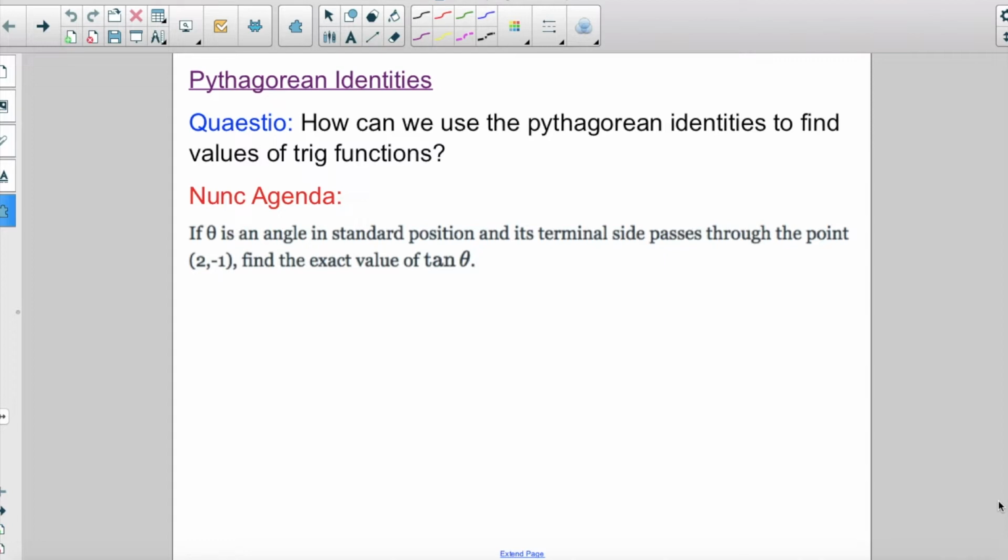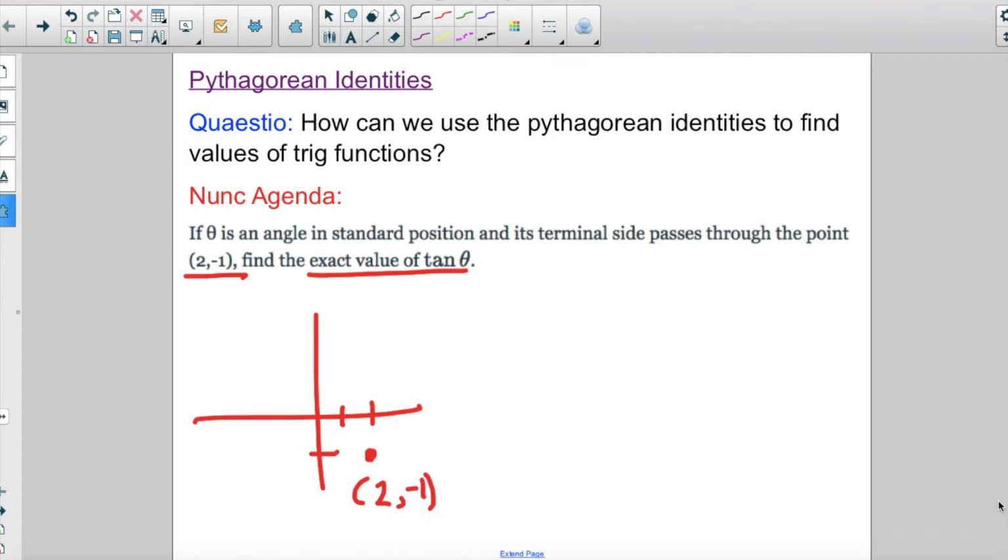So this do now says if theta is an angle in standard position and the terminal side passes through a point, find the exact value of tangent of theta. So the only real information they give us is that there's a point that this angle should pass through. So let's take a look at where that point is on our coordinate plane. So the point 2, -1. So we have 1, 2, -1. So the point is around there.